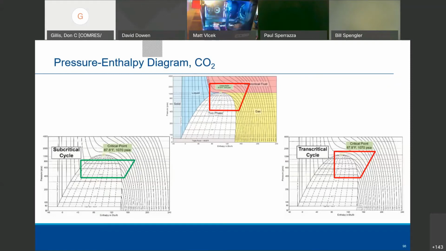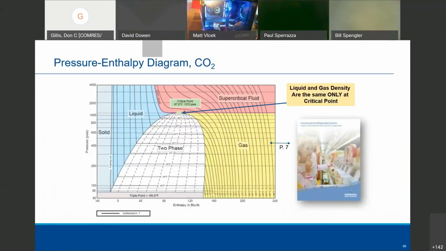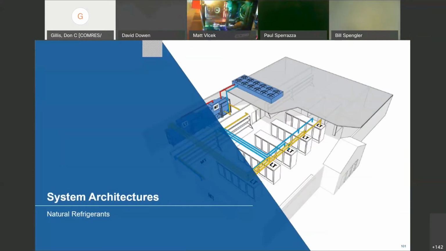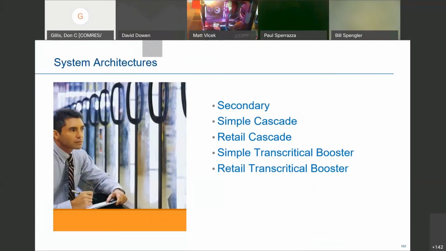I like to share that with the class simply because it takes that fear out of what CO2 is going to do. Now, when we get above that 87.8 degrees or 88 degrees, then we're going to see much higher pressures, okay? And I'm going to show you what that looks like in the different applications of how we can get away with this. So if we have a low temperature and a medium temperature application, for example, in a cascade system, the low temperature will only see subcritical because it's condensing on a brazed plate heat exchanger, and I'll show you that here in a little bit.